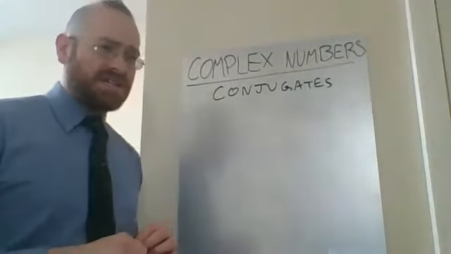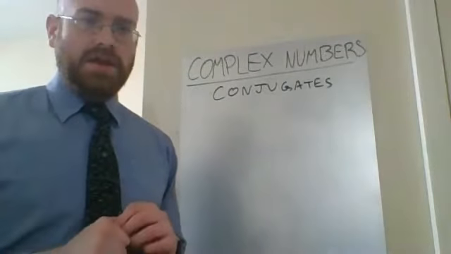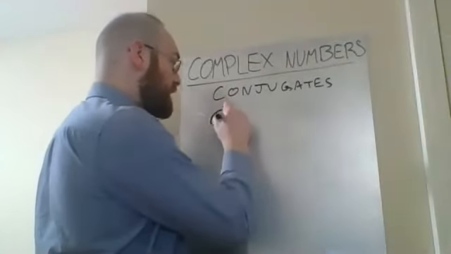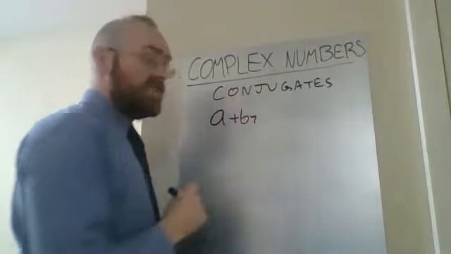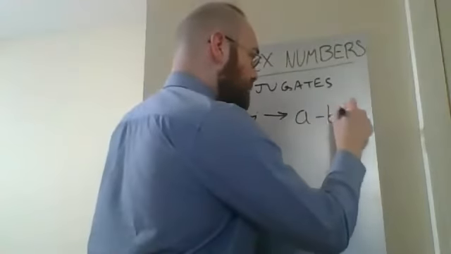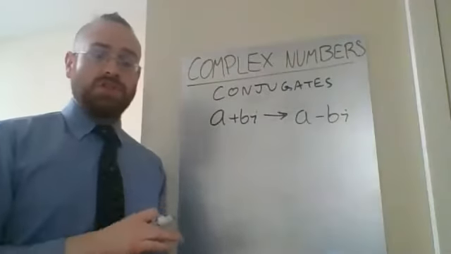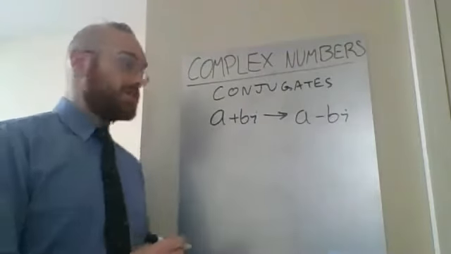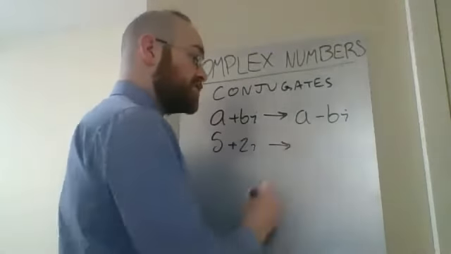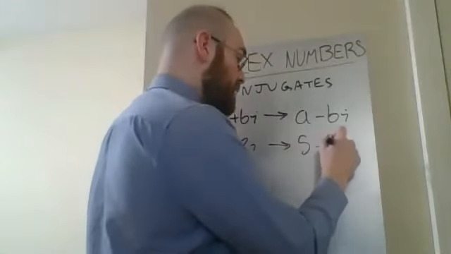Now, complex conjugates, despite their complex name, are actually fairly straightforward. If I give you a number, a plus bi, the conjugate is a minus bi. So all we do is change the sign of the imaginary part. If I have 5 plus 2i, the conjugate is 5 minus 2i.